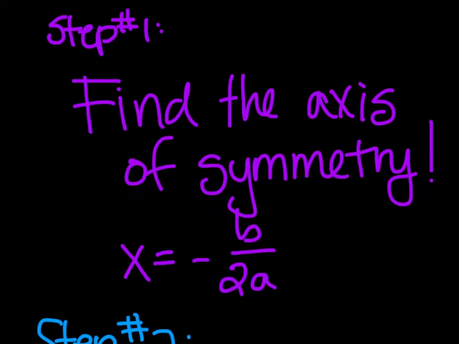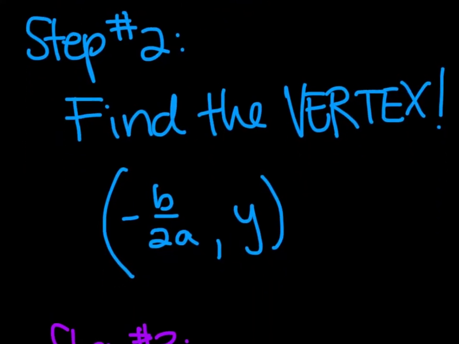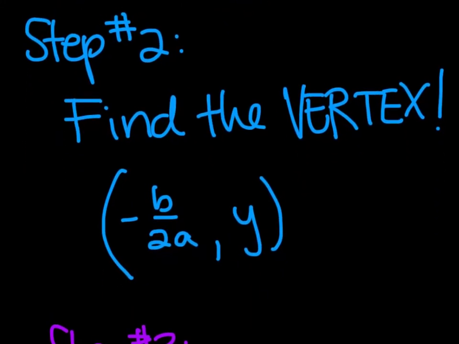So we're looking at that x is equal to negative b over 2a. The next step, step number 2, is to find the vertex. We know what we get out of that x is equal to negative b over 2a. That ends up being our x for the vertex because our vertex is always going to be on our axis of symmetry.